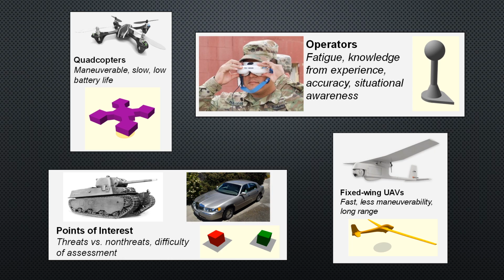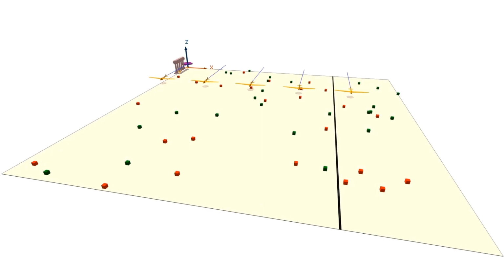They're the purple shapes representing quadcopters, the gray chess pawns that represent human operators, the cubes that can be red to represent threats like a tank, or green to represent innocent non-threats like a civilian car, and then the yellow fixed-wing UAVs that represent high-level surveillance UAVs. Here's the simulation in action.